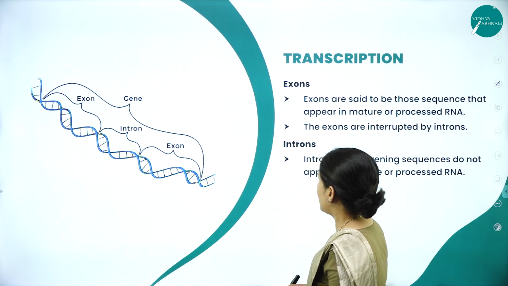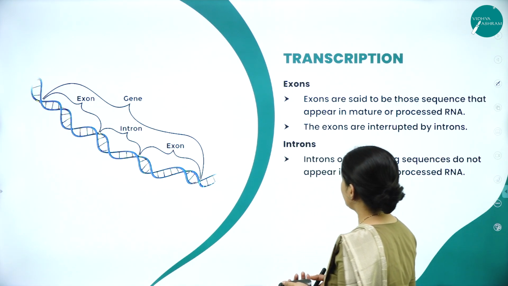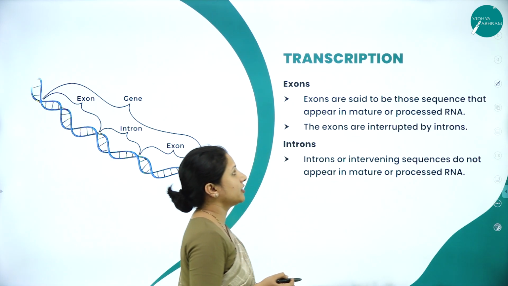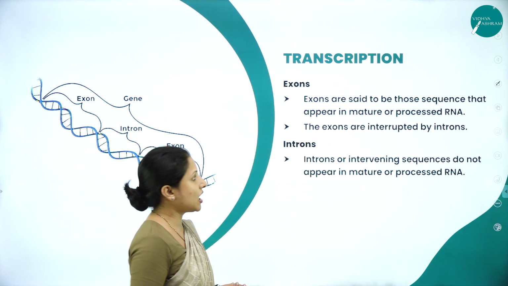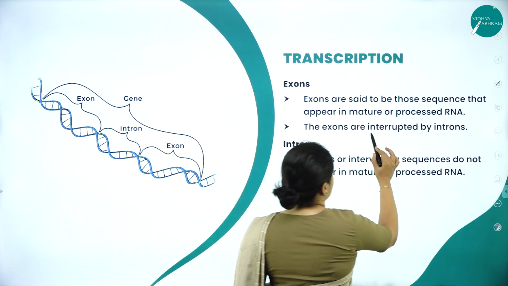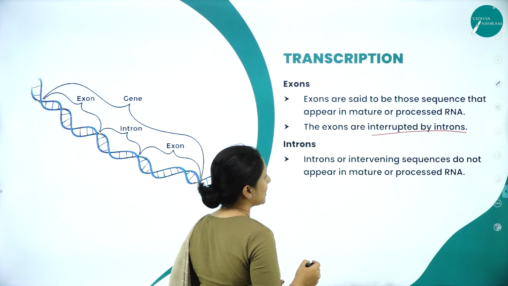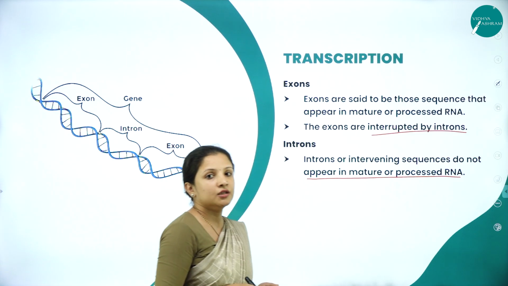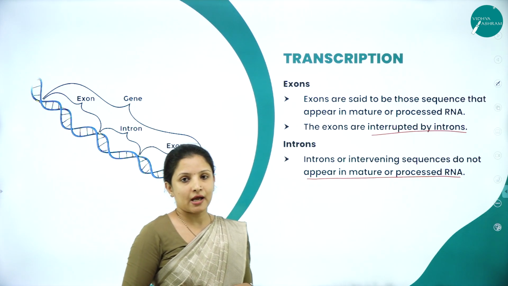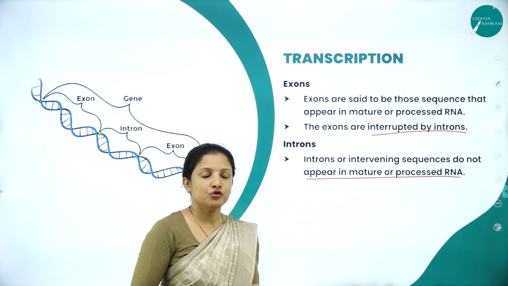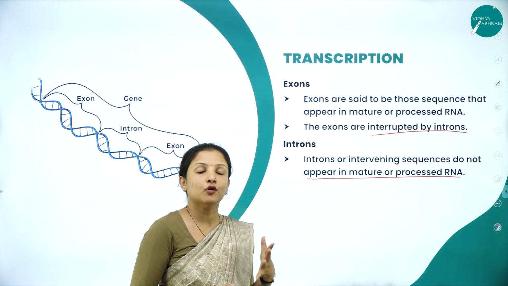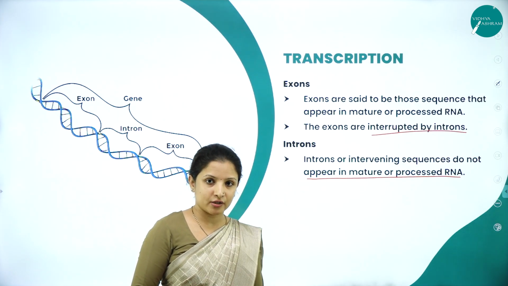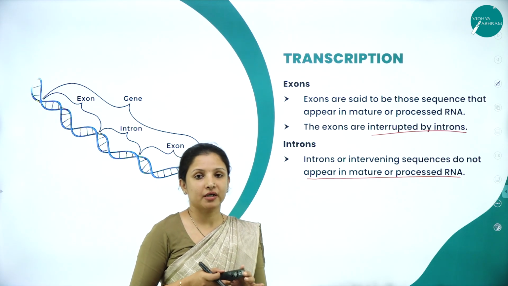So let's study the exons and introns. It's the same thing I've already told you. Exons are the sequences that appear in mature or processed RNA. The exons are interrupted by introns. Introns are intervening sequences which do not appear in the mature or processed RNA. In prokaryotes, the mRNA does not have introns. They have only the coding sequences or exons. But in eukaryotes, exons are interrupted by the introns.